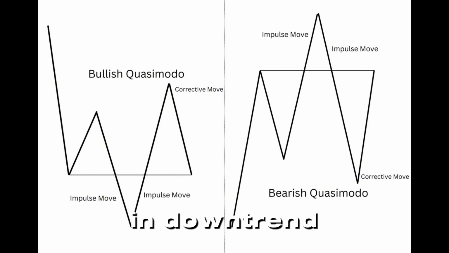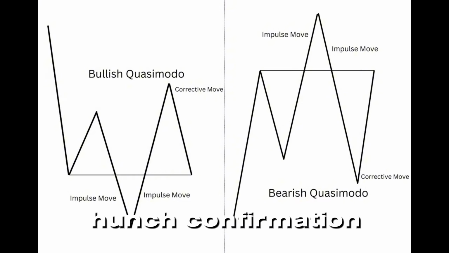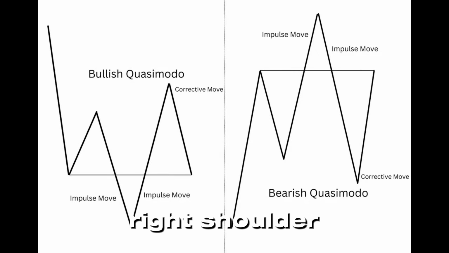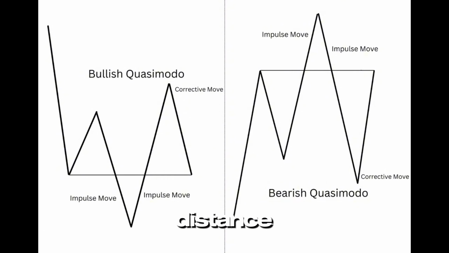In a downtrend, left shoulder high, head low, right shoulder high or low, forming a hunch. Confirmation: price breaks structure but fails, wicking back. Entry: buy above the right shoulder high in a bullish Quasimodo. Stop below head low. Target: measured move, head-to-shoulder distance projected up, or next resistance.